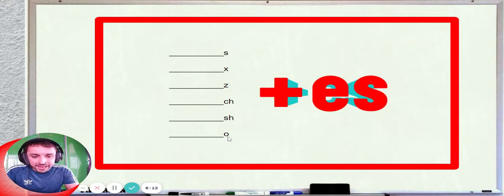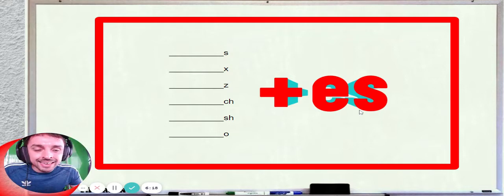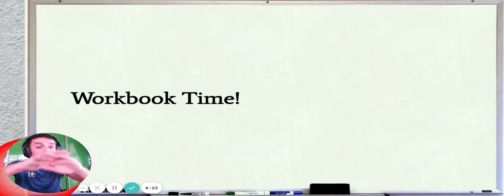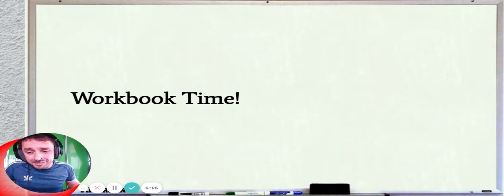Remember, if it ends in an O, an S, H, a C, H, a Z, an X, or an S, you add ES. Okay, and that is everything. That's all you need to know, other than the advanced stuff that we're going to do soon.